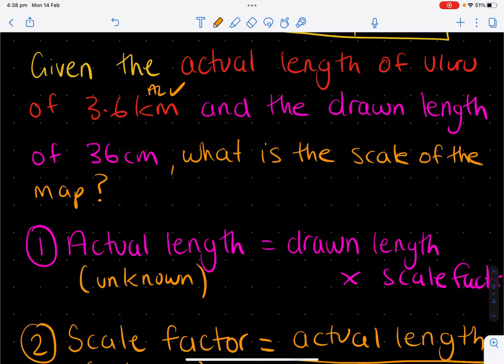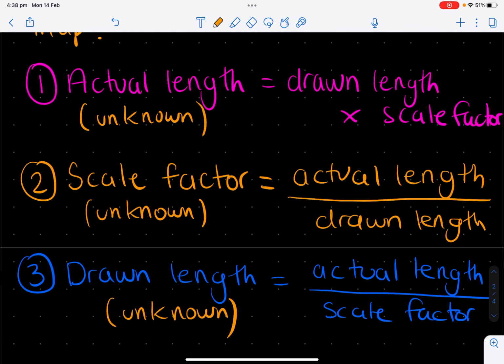We're going to look at the drawn length. That's this one, that is a known. Let's look here. What is the scale of the map? This is our question, so this is our unknown. We're going to go down here and look for where scale is by itself. Here we are. Scale factor equals actual length divided by drawn length. So we're going to go ahead and solve this problem based on equation 2.